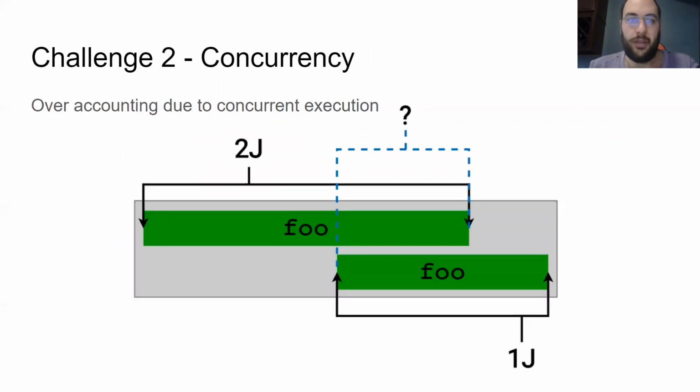Second is concurrency. Let's say, for example, like in the figure here, we have two co-running instances of foo. When the first instance of foo exits, the energy sample it takes is taken at the same time as the second instance of foo. As a result, we don't actually know how to fairly distribute the energy between these two methods, and we'll end up over-accounting, giving too much to both of them.